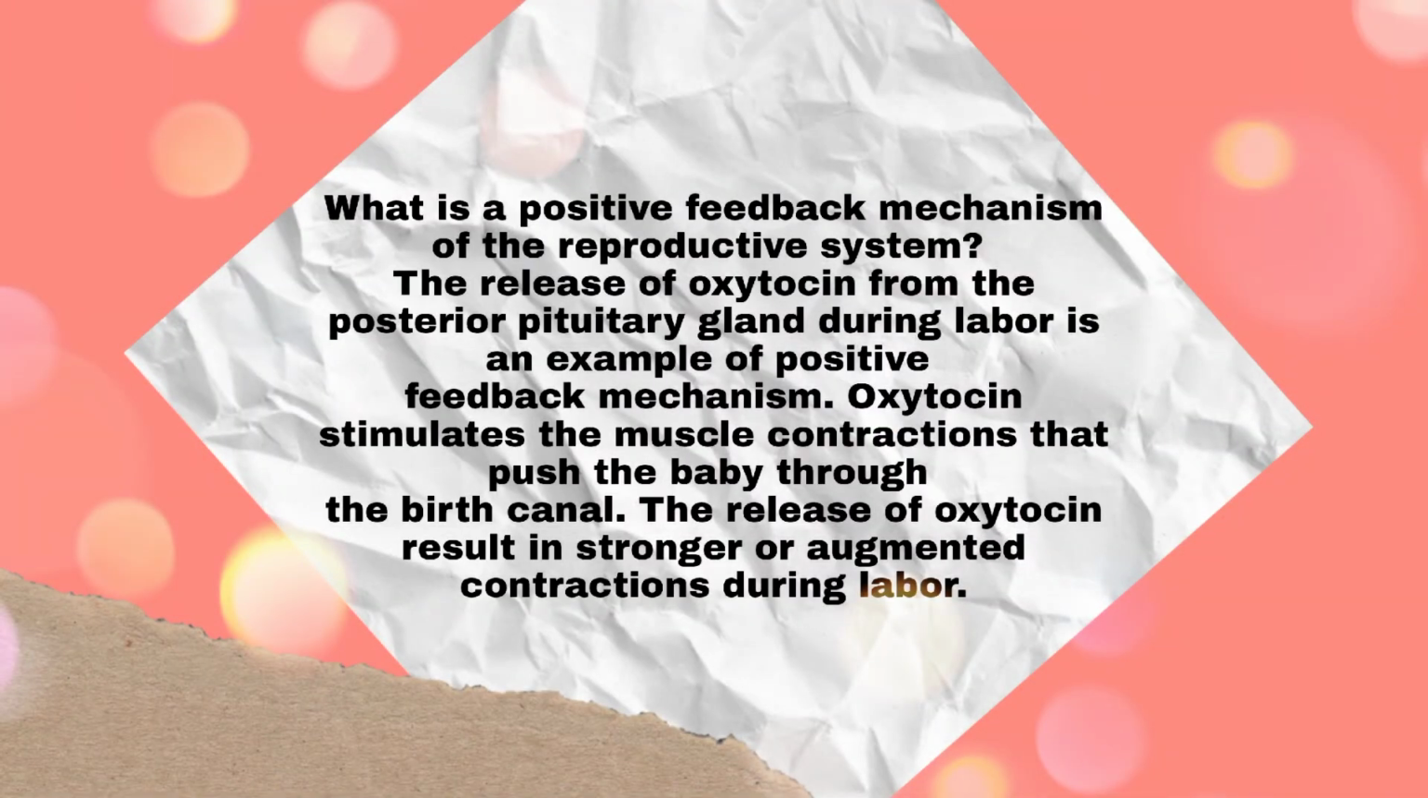What is a positive feedback mechanism of the reproductive system? The release of oxytocin from the posterior pituitary gland during labor is an example of a positive feedback mechanism. Oxytocin stimulates the muscle contractions that push the baby through the birth canal. The release of oxytocin results in stronger or augmented contractions during labor.